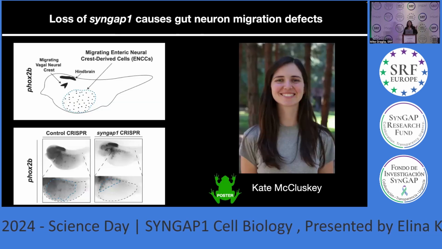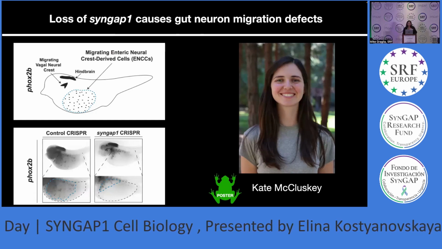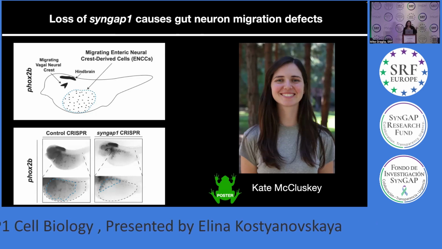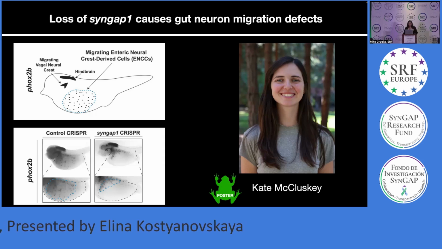So I also want to plug another senior graduate student that Georgia also mentioned in the lab, Kate McCluskey, who has done beautiful work at the intersection of SYNGAP1 and the gut, and showed that the loss of SYNGAP1 results in developmental issues, including gut neuron migration defects. And she also developed a new assay for gut motility, looking at the effects of SYNGAP1 loss on gut motility. She has a poster, so it's really cool work, so please check it out. And also, the migration of these neurons is known to be dependent on cilia. So this is another context in which ciliary biology might be important.